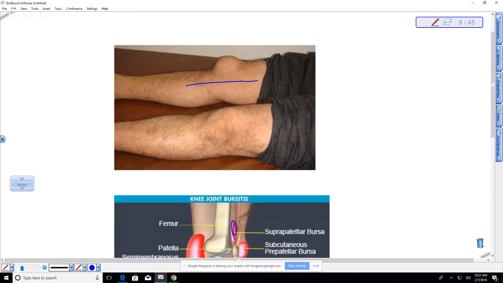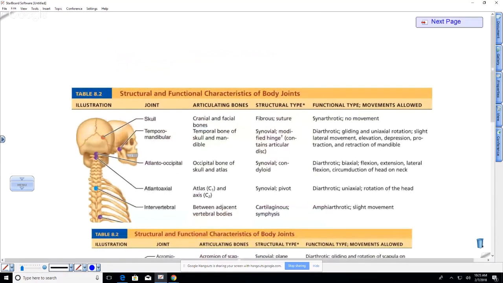So synovial joints and bursa both have synovial membranes. Okay, so in your book, there are tables, which are kind of nice because they summarize the different types of joints that you have in your body. So for example, if we look at the skull, that would include fibrous, and they're also called sutures, and they're synarthrotic and they have no movement. If you look at the one between the atlas and the occipital, this is a synovial joint. So remember how I told you that most joints are synovial. So this is an example of a synovial joint, and it is diarthrotic, which means it's pretty movable, and it is biaxial, which means that it has two planes of movement.